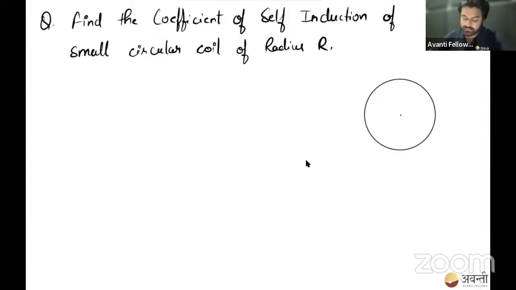You will not do it, read the question. Look here. It is telling: find the coefficient of self-induction of a small circular coil of radius R. Okay, so there is a small circular coil, radius is capital R. We have to find the coefficient of self-induction, means we have to find L. Clear? Acha. So for finding L, bachcho, we have to get the answer in terms of R and something, right? Of course, we have to get the answer in terms of R. Okay, so how will we do it?